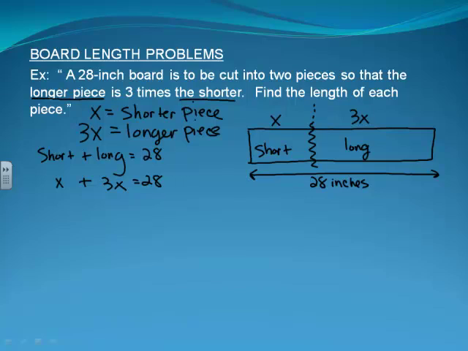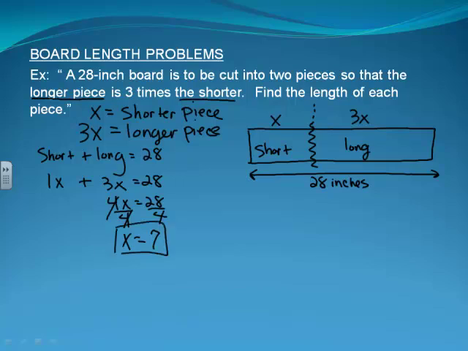Get x by itself. Isolate x, just like with any equation. x plus 3x, remember x is the same as 1x. 1x plus 3x is 4x, equals 28. Divide both sides by 4, and x is equal to 28 divided by 4, which is 7.